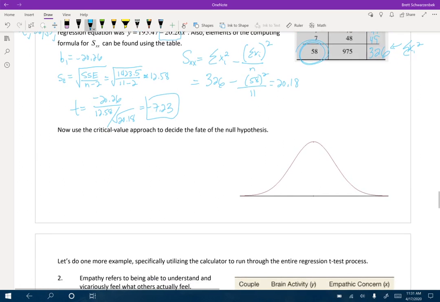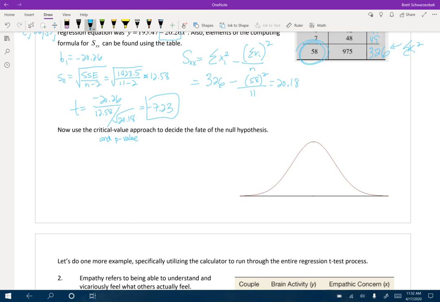So what about making our decision? I'm going to do both approaches. It's been a while since we've done t, so I want to make sure that's all good for all students. What I'll probably do here is make two graphs. Let's start with the critical value approach.